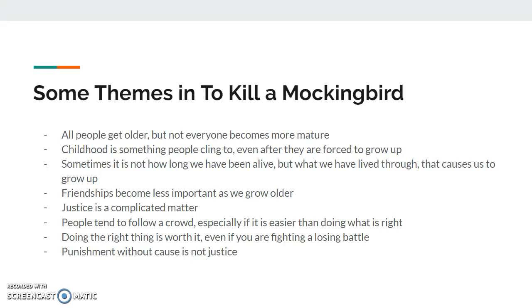That's why Scout is so upset when she's punished for being smart at school. But that's the same reason why Atticus needs to fight for Tom Robinson. Even though he knows that justice will not actually be served, he needs to make that point. We've also learned that people tend to follow a crowd, especially if it's easier than doing what is right.